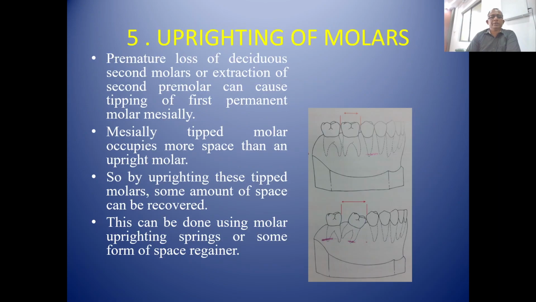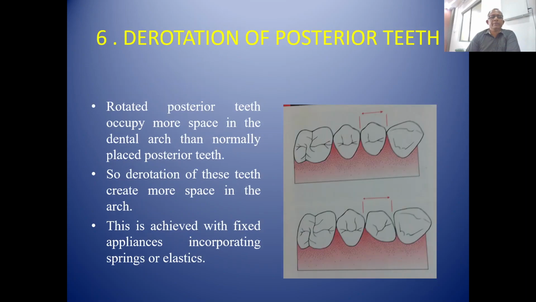Uprighting of molars. Premature loss of a deciduous second molar or extraction of the second premolar can cause tipping of the first permanent molars mesially. A mesially tipped molar occupies more space than an upright molar. So by uprighting these tipped molars, some amount of space can be recovered. This can be done using molar uprighting springs or some form of space regainers.